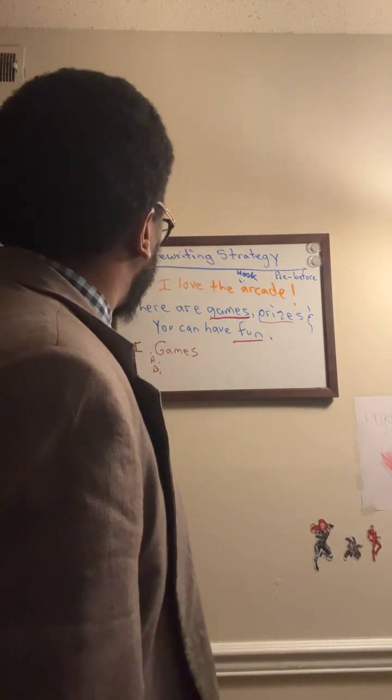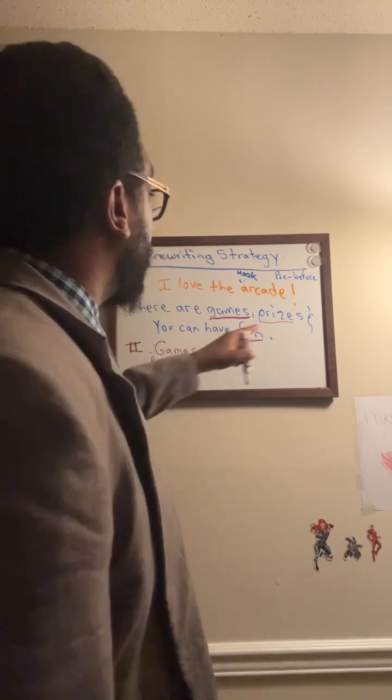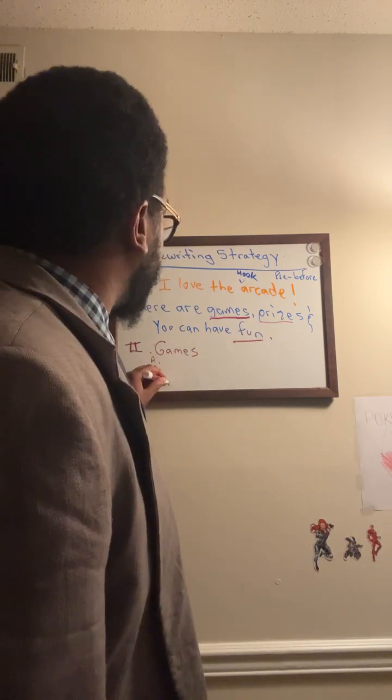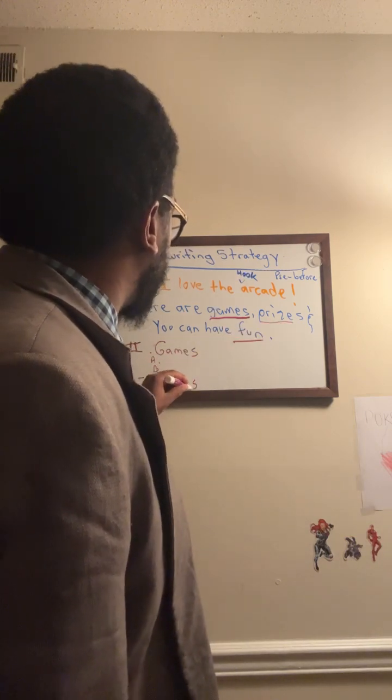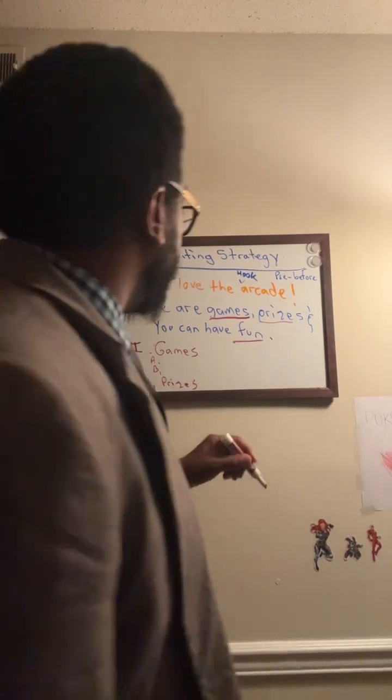And for the next body paragraph, I'm running out of board space, I'll explain prizes. That's my second thing in my big 3. And then I'll give an A and a B. A and B are just examples.